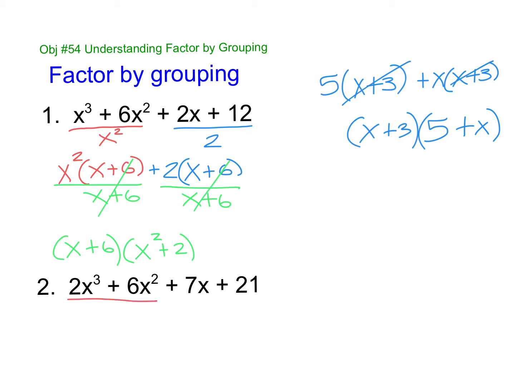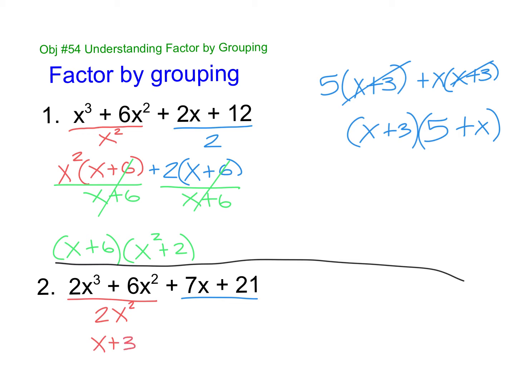GCF of those two, and then GCF of these two. Same process. All right, so I've got the GCF of 2 and 6 is 2. X cubed and x squared is x squared. Divide, and I get x plus 3. Parentheses, put my GCF on the outside. And then over here, my GCF is 7. So I have 7, and then when I divide, I get x plus 3 again. These two have to be the same. For this process to work, they have to both have x plus the same binomial, right?